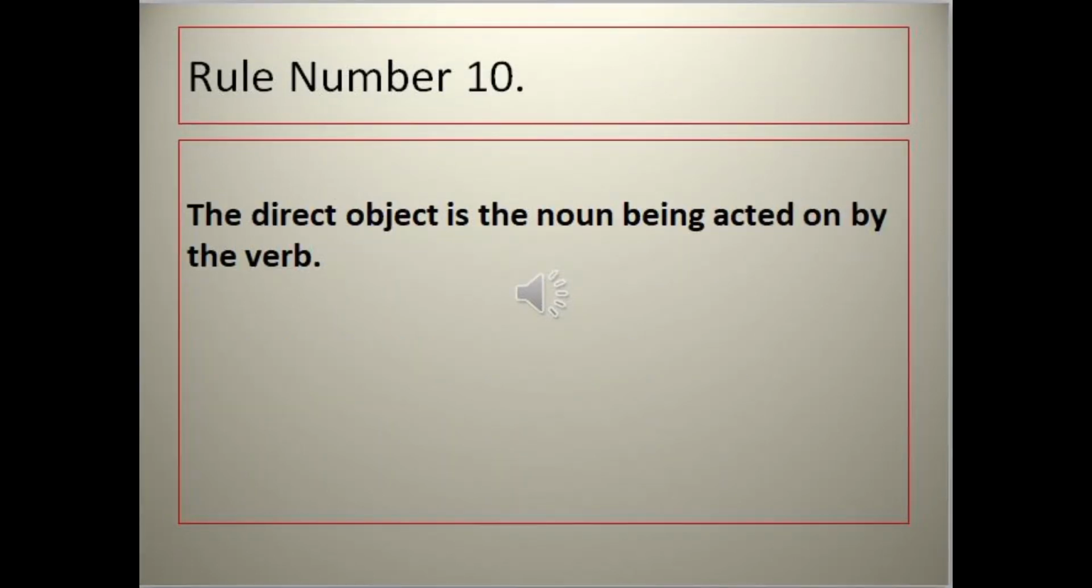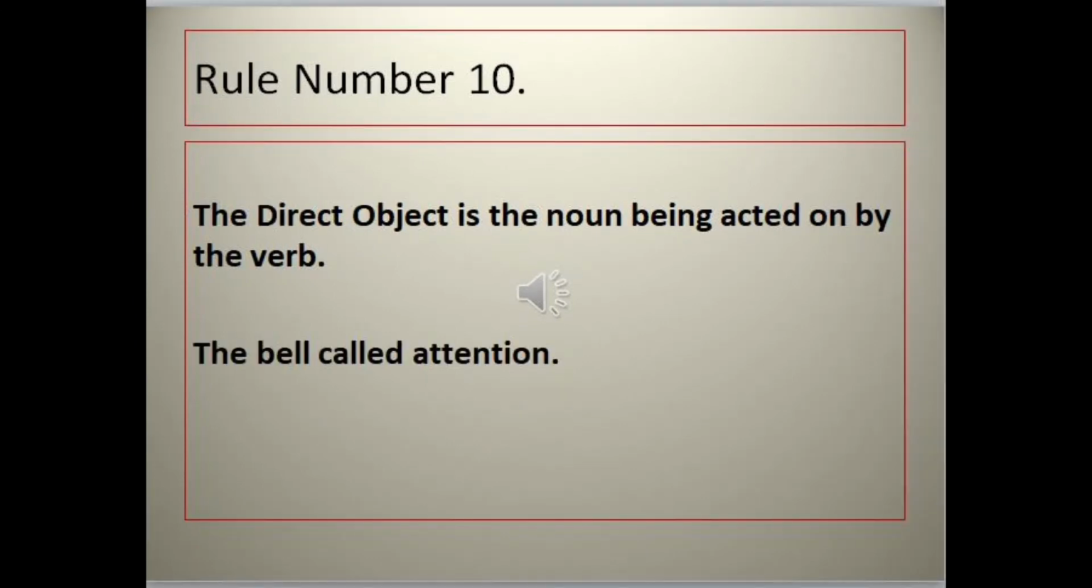Rule number 10. The direct object is the noun being acted on by the verb. Example, the bell called attention. If your sentence contains a noun being acted on with the verb, we call this noun a direct object. Not all sentences have a direct object. If the verb in your sentence refers back to the noun alone, there is no direct object.